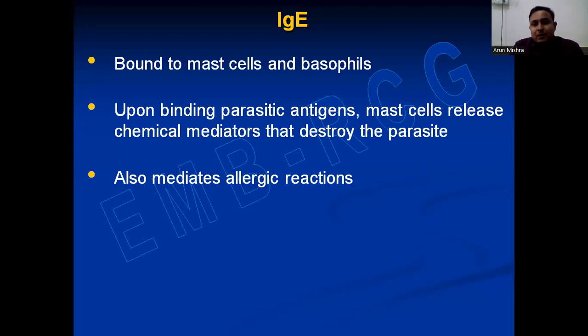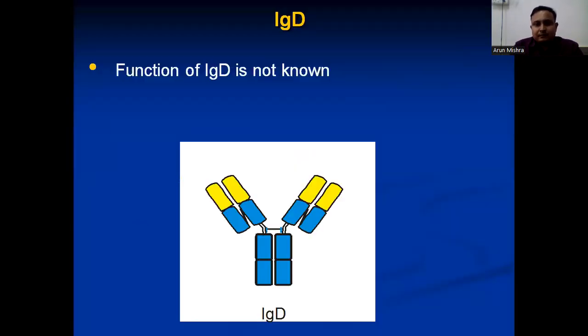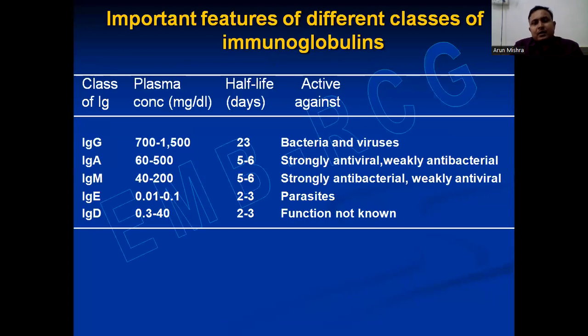IgE is bound to mast cells and basophils. Upon binding parasitic antigen, mast cells release chemical mediators that destroy the parasite, and it also mediates allergic reactions. You can see the structure of IgE. IgD is the last one, where the function is not very clearly known. These are the important features of different classes of immunoglobulins.